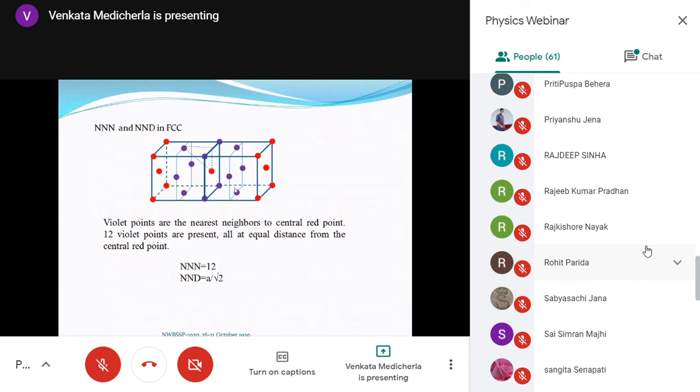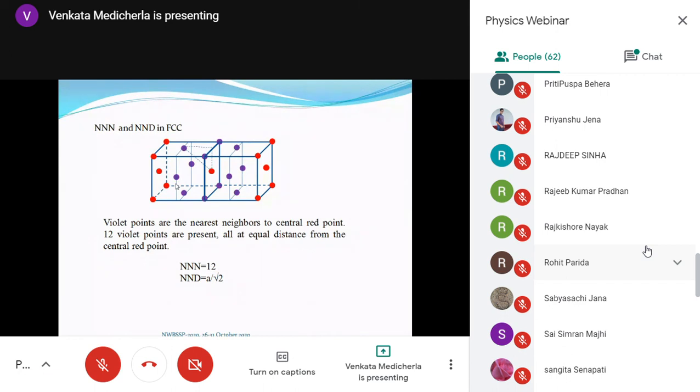So how many dots are there? In each plane you see 4 points. The left side plane you have 4 points. Right side you have 4. The centered one you have 4. 3 into 4, 12 lattice points. There are 12 lattice points which are nearest neighbors to the face centered point.